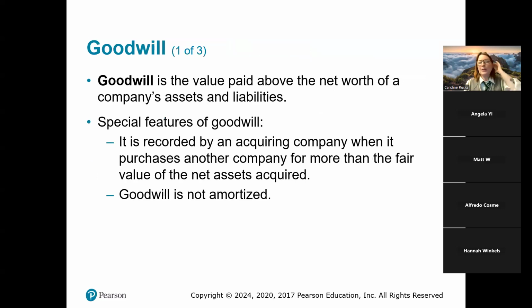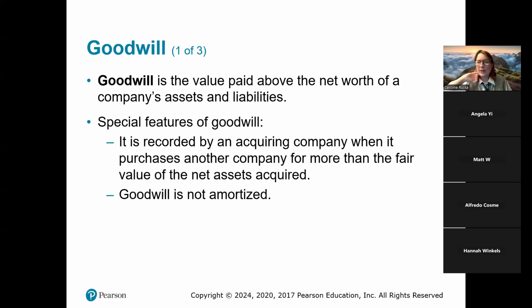Okay, goodwill. I talked a little bit about this. This is the value that's paid above the net worth of a company's assets and liabilities. When you buy another company, you don't actually buy the company. A company isn't a thing, it's people and whatnot. You buy that company's assets. That's how it's valued on your books. So if they only have $50,000 worth of stuff, but you bought them for $100,000, then that other $50,000 goes on your books as goodwill. You do not amortize goodwill.